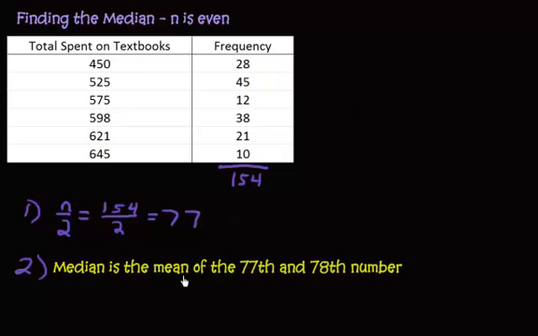which is that the median is the mean of the 77th and 78th number. So what we have to do now is find the 77th number and the 78th, and then just find the mean between the two.